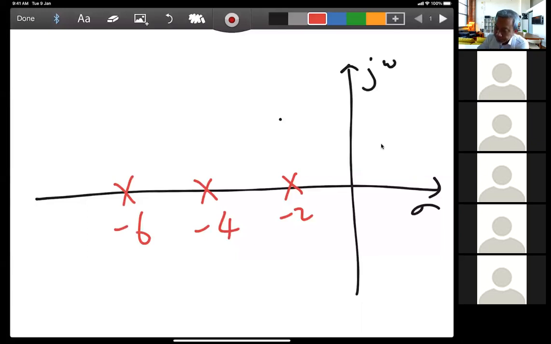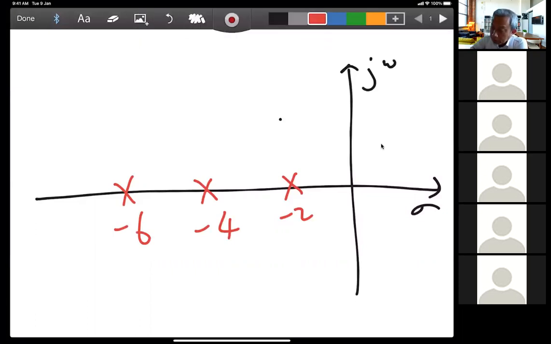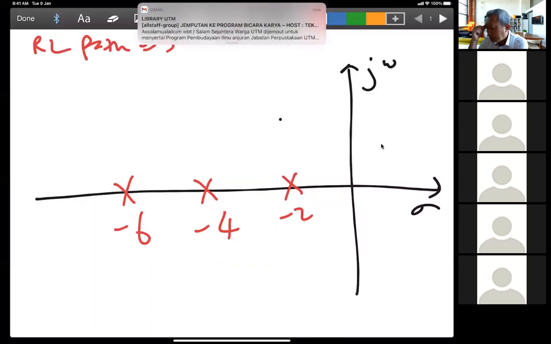First, we must come up with the rules. Since it's a third order system, the highest order is S cubic, so how many root locus paths? Three. Okay, good. So the root locus starts from poles and ends at zeros and or infinity.